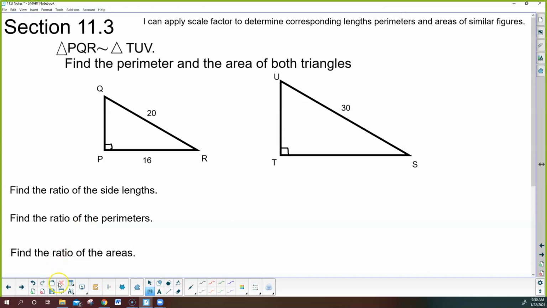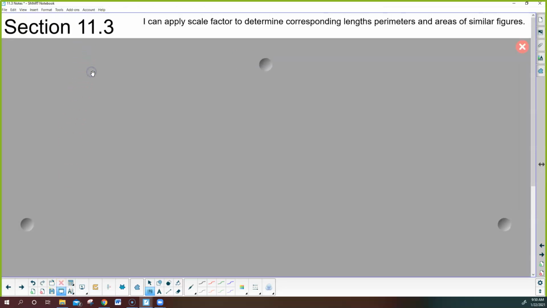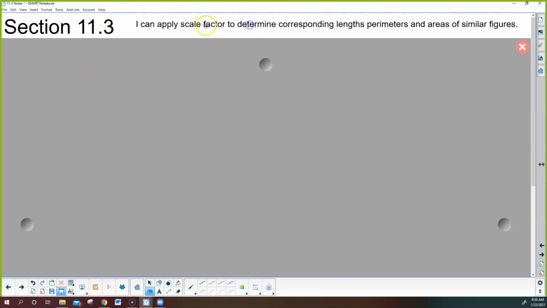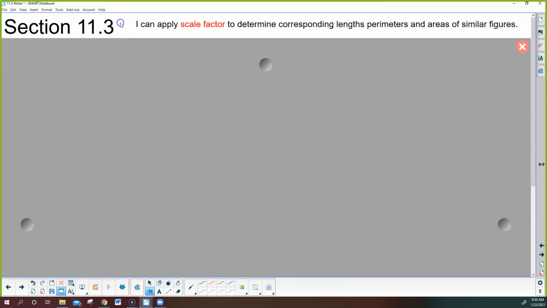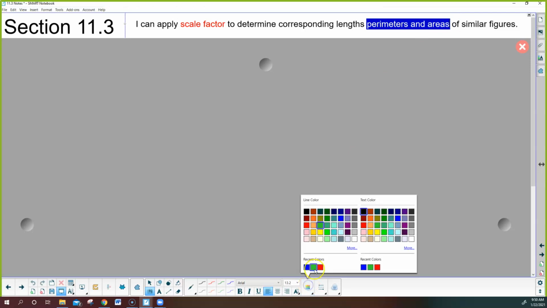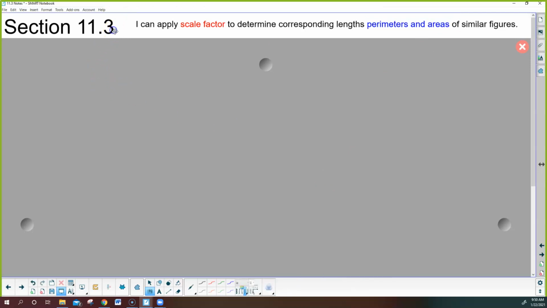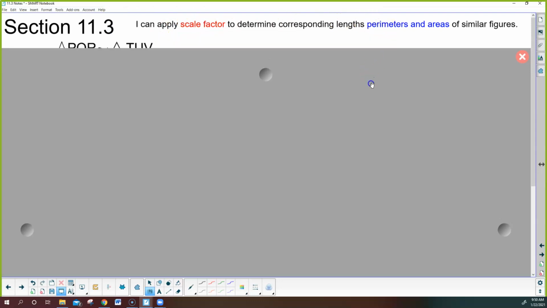All right, we are starting a unit that is a little different. It's section 11.3, and the learning target relates back to this idea of similarity. So just so you understand, we are revisiting some ideas with scale factor, and then we're going to use scale factor to determine lengths of perimeters and area with similar figures. So we're kind of making a connection here between how scale factor relates to perimeter and area.